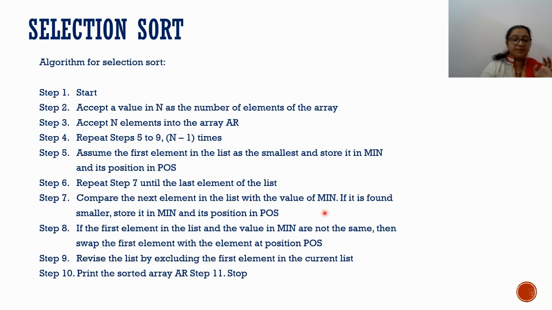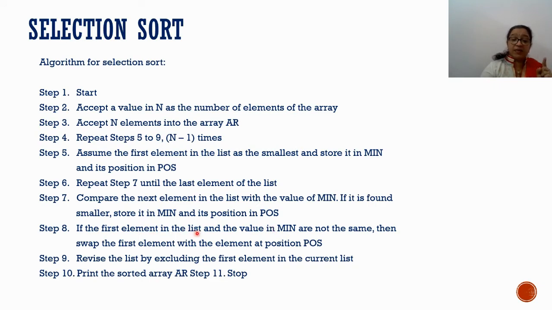Okay, clear? Now, what is in step 8? If the first element in the list and the value in min are not the same, that means the element at the 0th position and the minimum value of that array are not the same. Not the same means the first element may be bigger. If it is the same, that is the smallest one, so we don't want to pass it. We don't want to shift it anywhere. So that is the checking here.